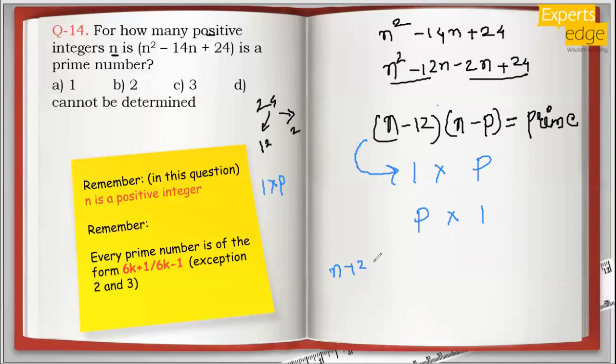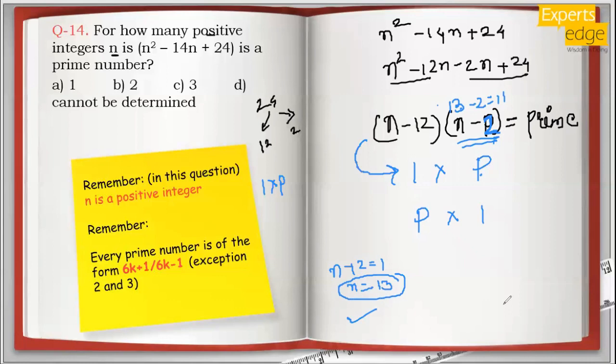So what will happen? n minus 12 equal to 1. That means n is equal to 13. Putting this n as 13 here, this is 2, I'm sorry, putting this n as 13 here, just check whether I'm getting this number as a prime number. So 13 minus 2, that is 11, and 11 is a perfectly prime number. So my n equal to 13 will satisfy. So I got one value.